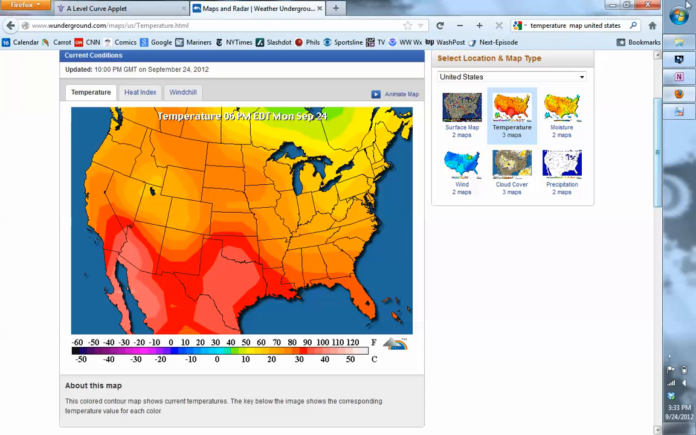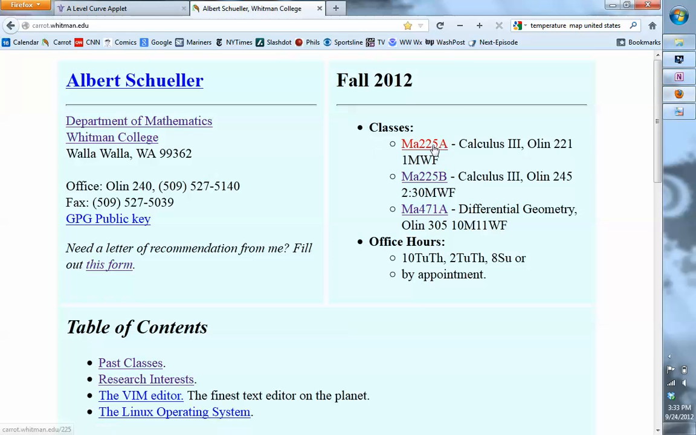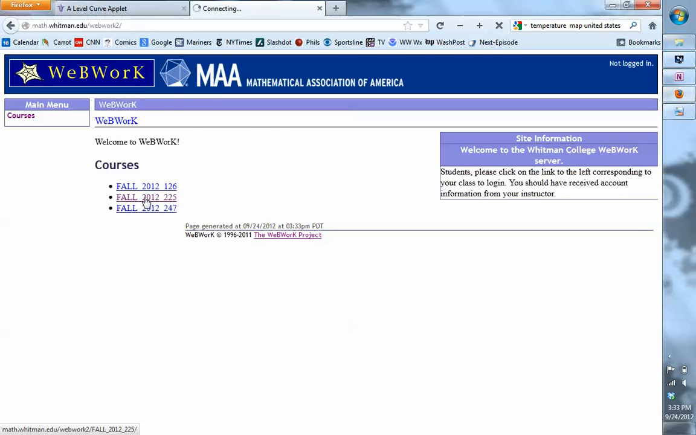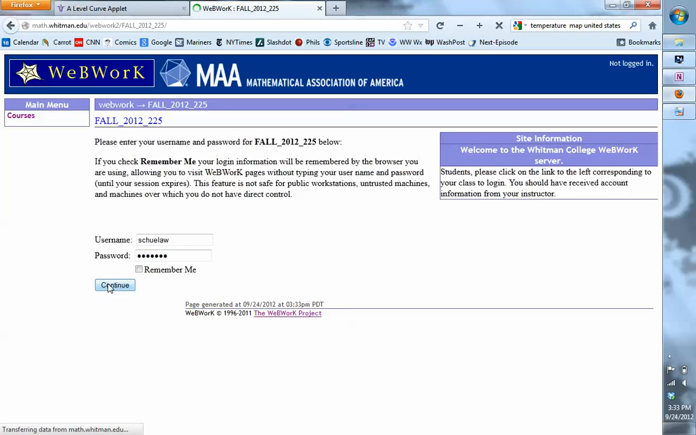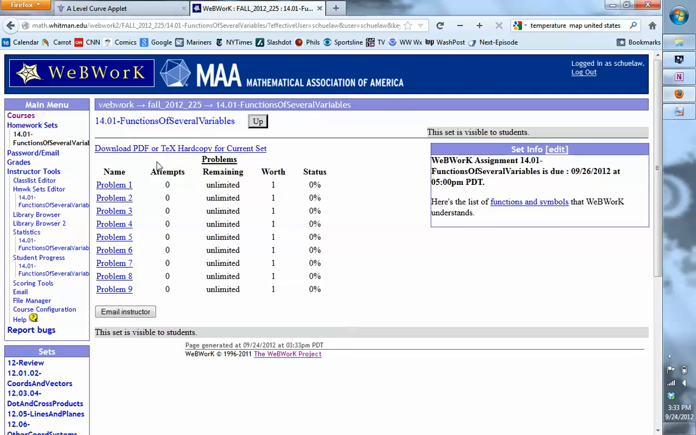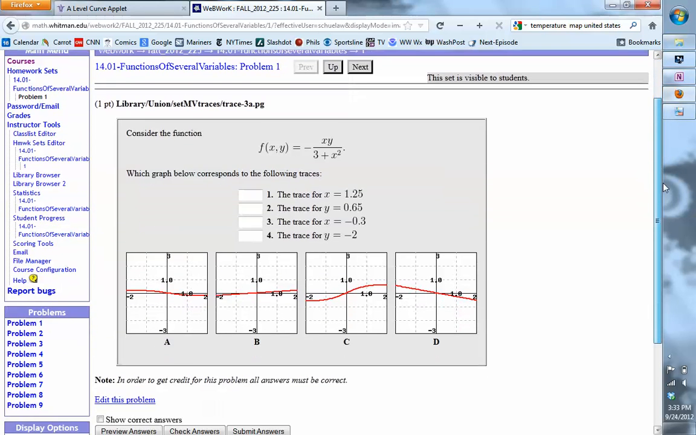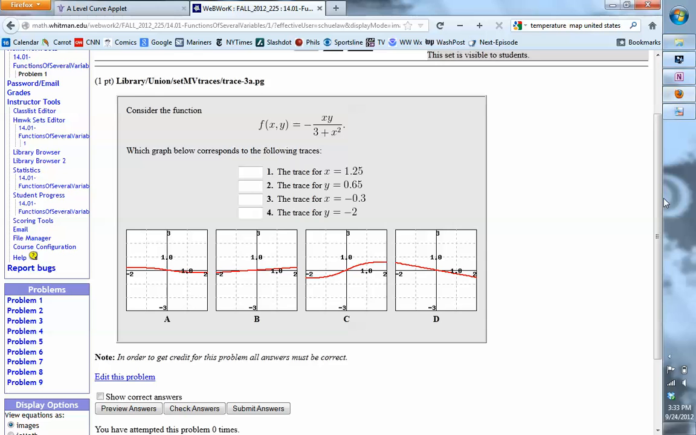Okay. Let's pop over to WebWork briefly here, and let me walk you through some of the oddities that you'll find there in the next 48 hours. Okay. So here's the first WebWork. It says, here's a function. Find the graph that corresponds to the following traces.